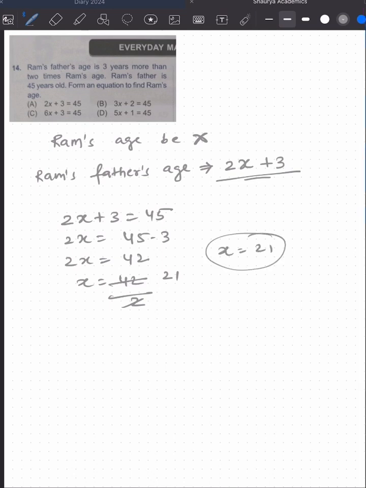But we did not have to solve this. The question was, form an equation to find Ram's age. So the equation is 2x plus 3 is equal to 45. So A is the right answer.